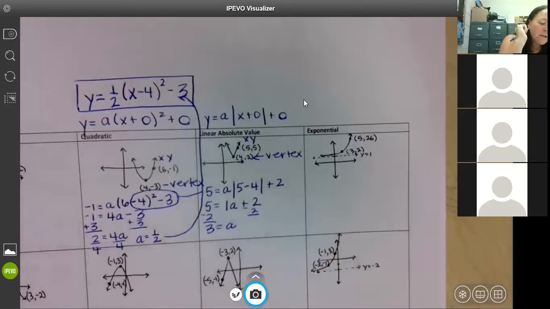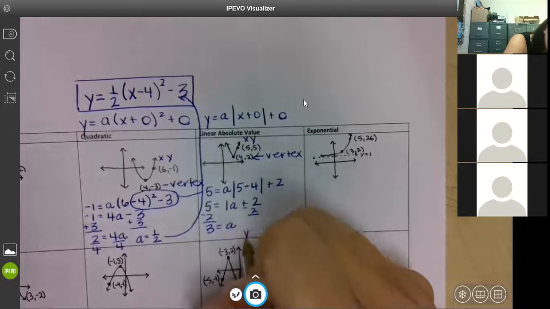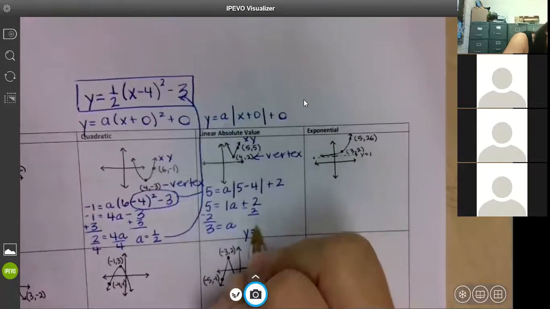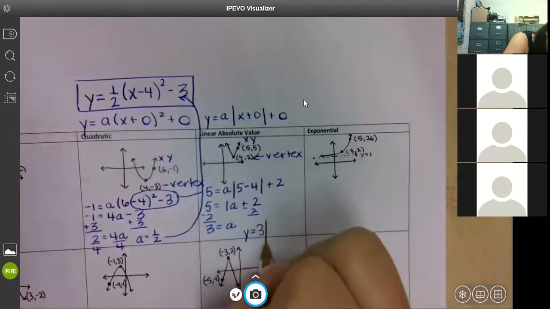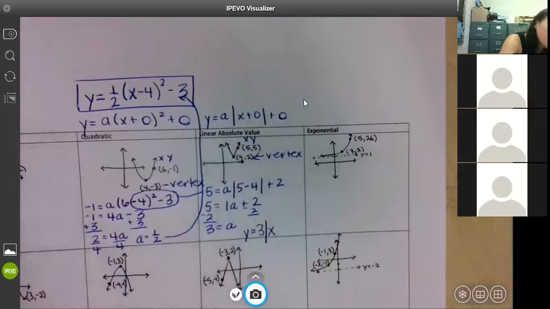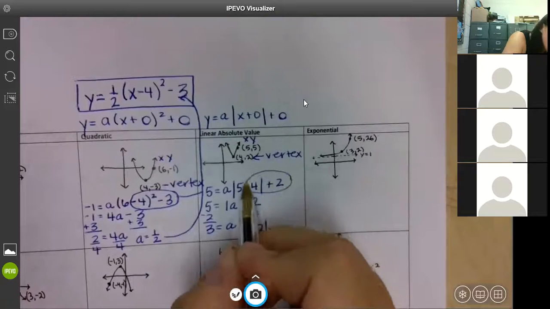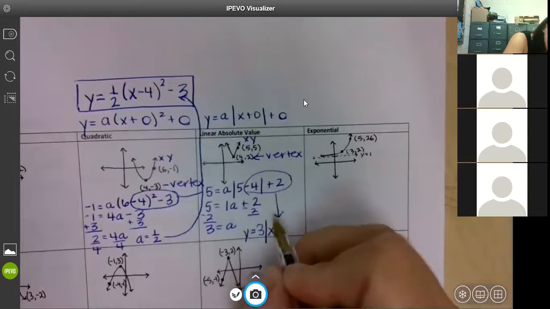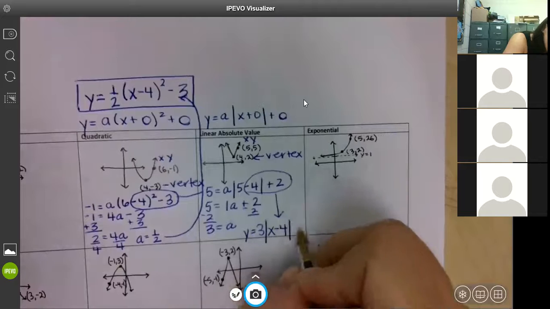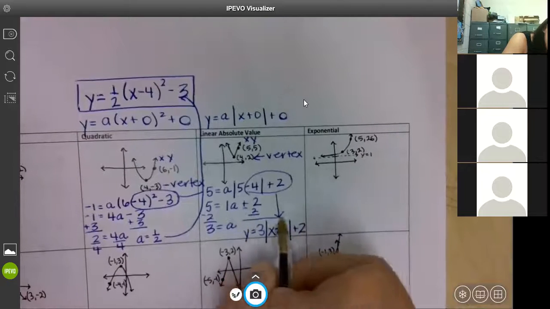Write your equation. Leave the letters y and x in your equation. So y equals, we got 3 for a, absolute value, leave your x, and then rewrite the ending right here. -4, finish out your absolute value, +2.